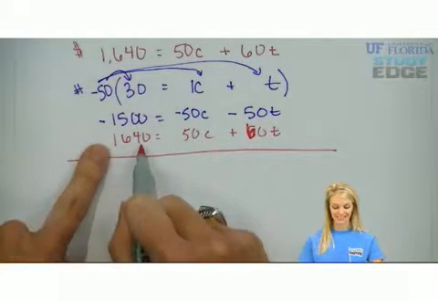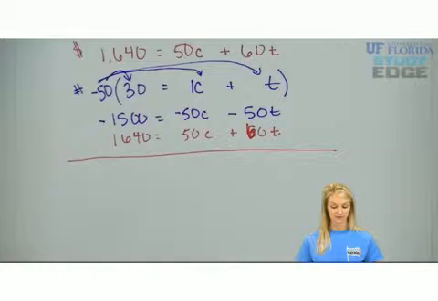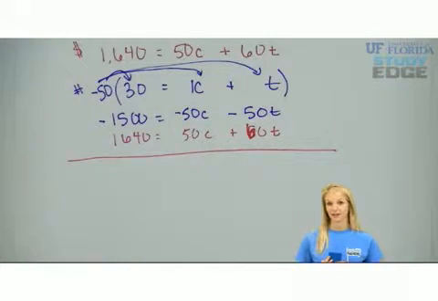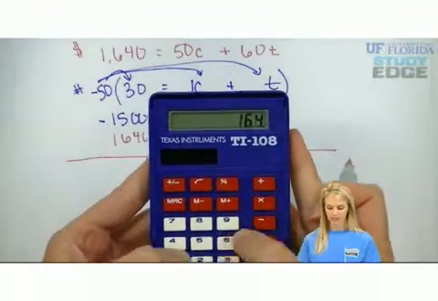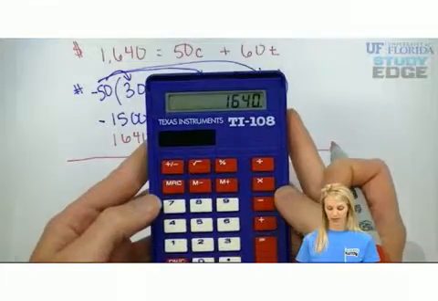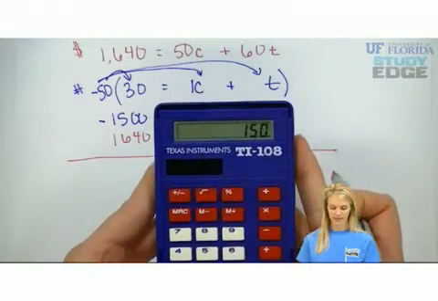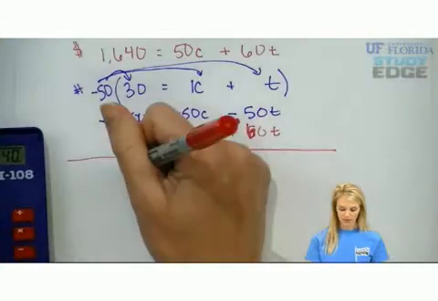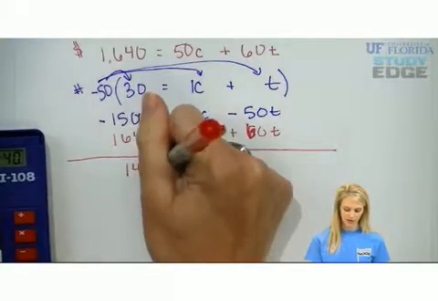We have $1,640 minus $1,500. Well, are we going to end up with a positive or a negative value? Positive, because the 1,640 is bigger. So we have 1,640 minus 1,500. Now, if you put it in your calculator as a negative 1,500 plus 1,640, you're going to end up with the same value. Both of them will give you a value of 140.